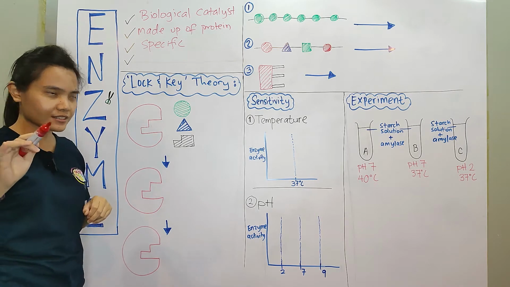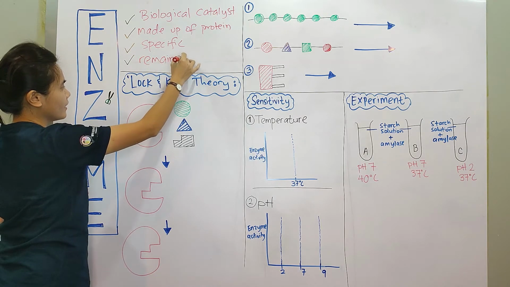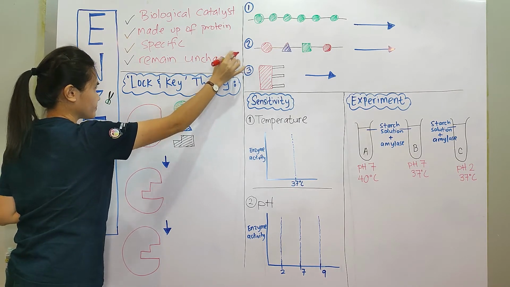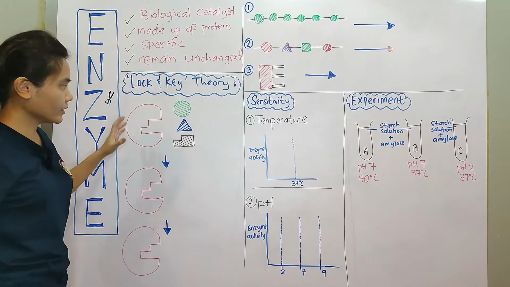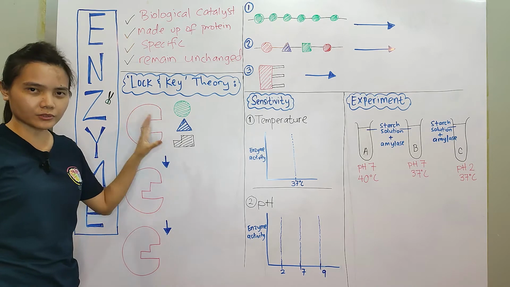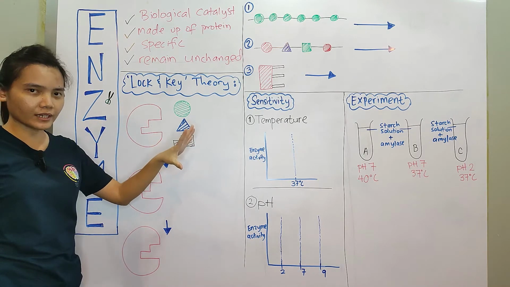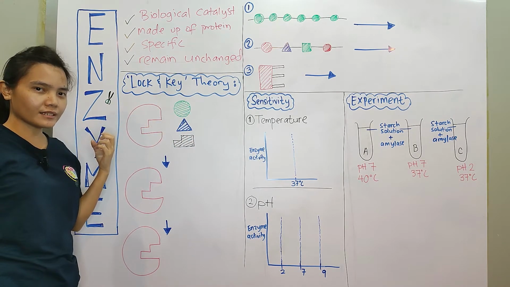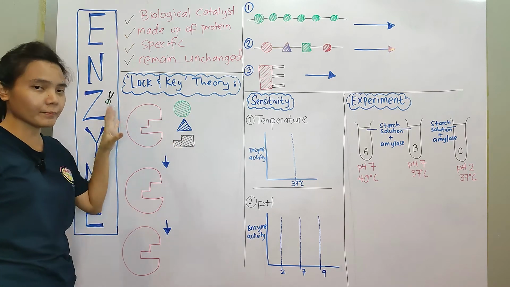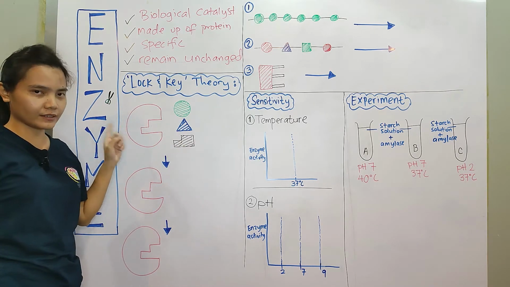That is the fourth point. Enzyme will not change itself. Enzyme remains unchanged. So even after this breaking down process, this enzyme will not change its active site. It will release the product, then it will bind to another substrate and break it down again, then bind to another substrate and break it down again. So this shape will maintain as long as these two do not affect this active site.